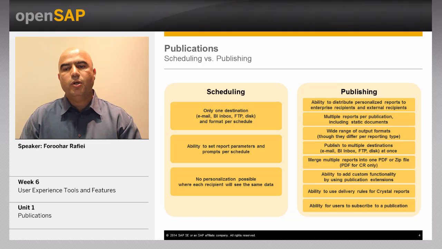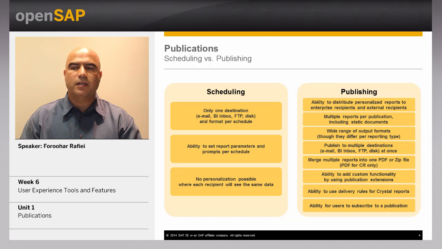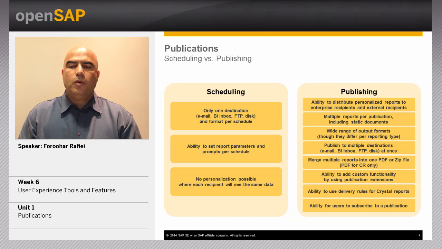You can merge a number of reports into one PDF. For example, if you have Crystal reports, PDF is only for Crystal reports. You can merge a number of reports into one PDF, so they will see all the data in one, or a zip file if you have different types of reports. You have the ability to use delivery rules for Crystal reports.